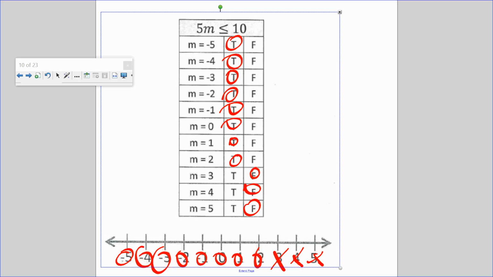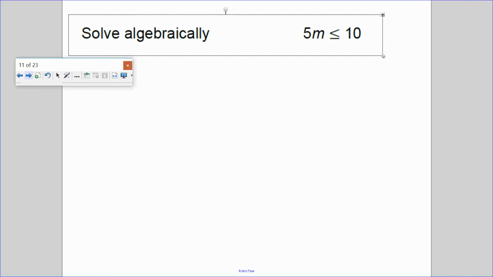So it changed right here when you reached the 2. So anything less than 2, it worked. But anything 3 or more, so we need to solve this algebraically so we can see where exactly it turned. So let's solve this algebraically.